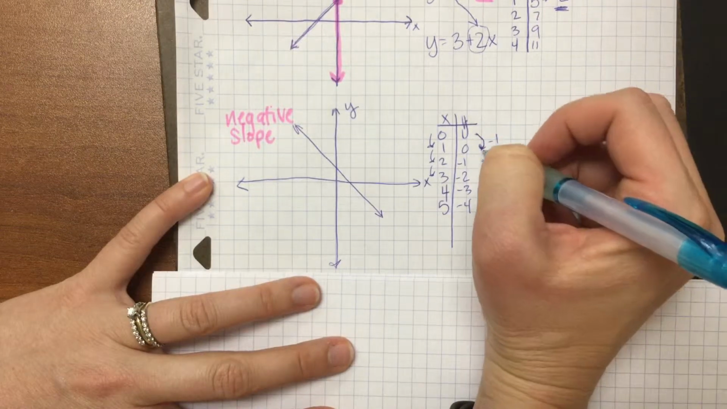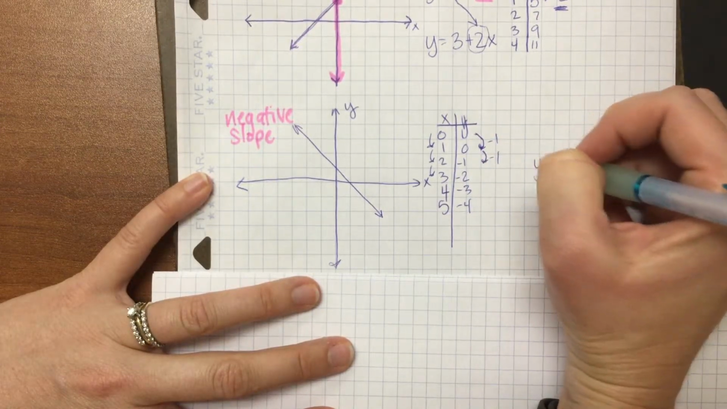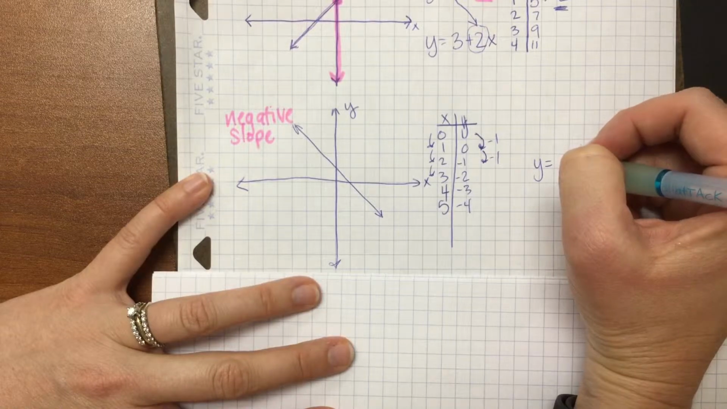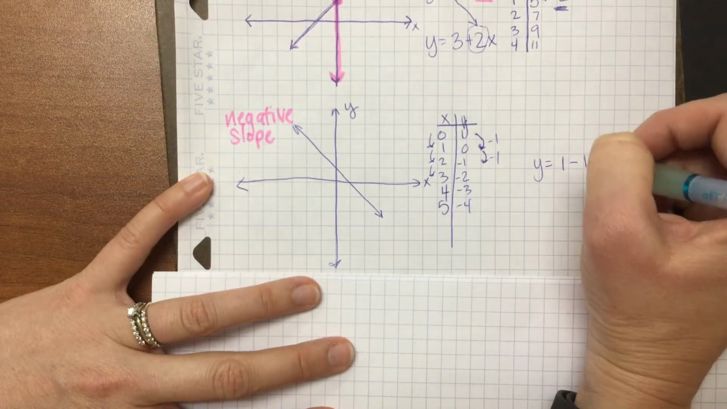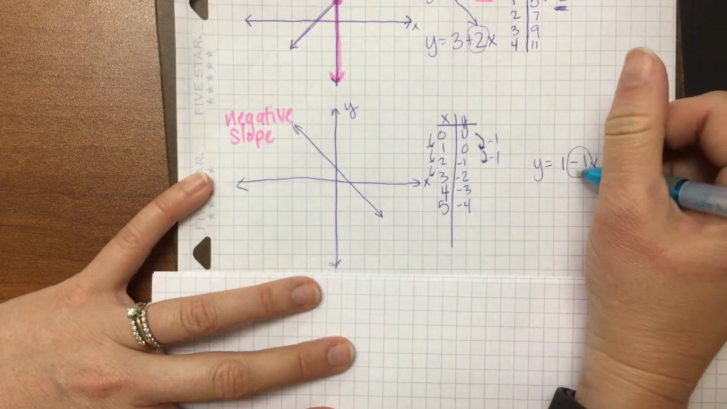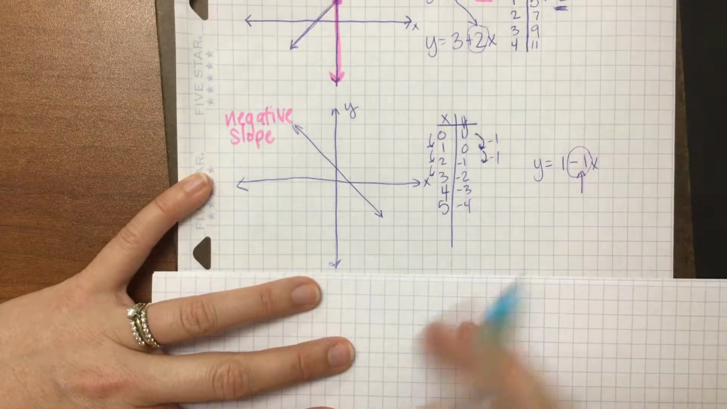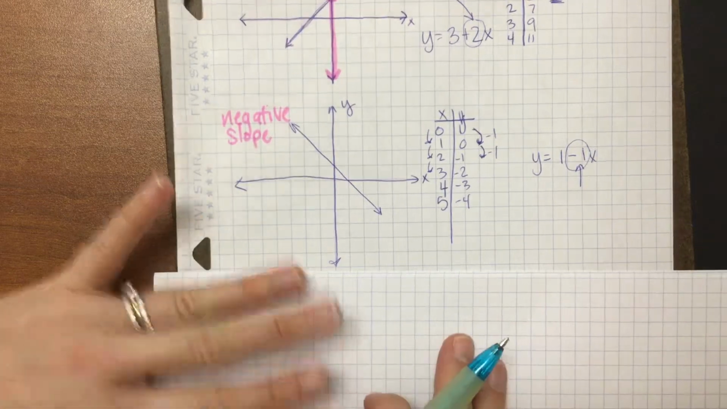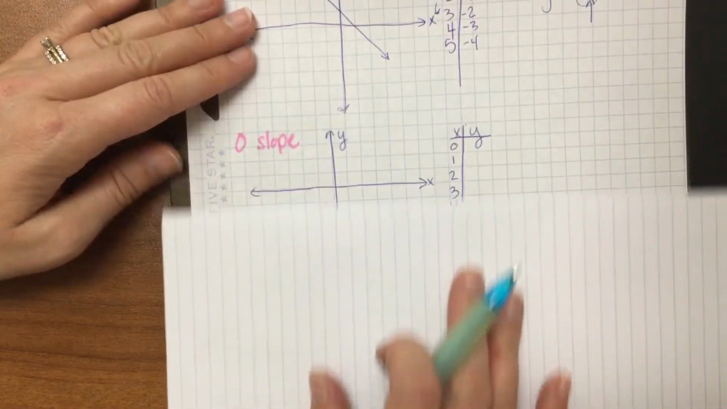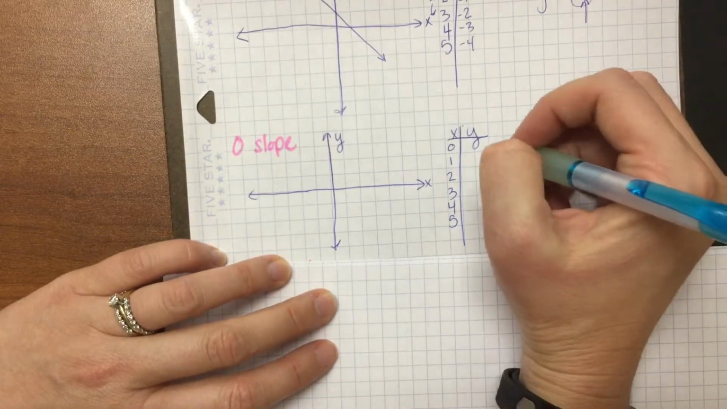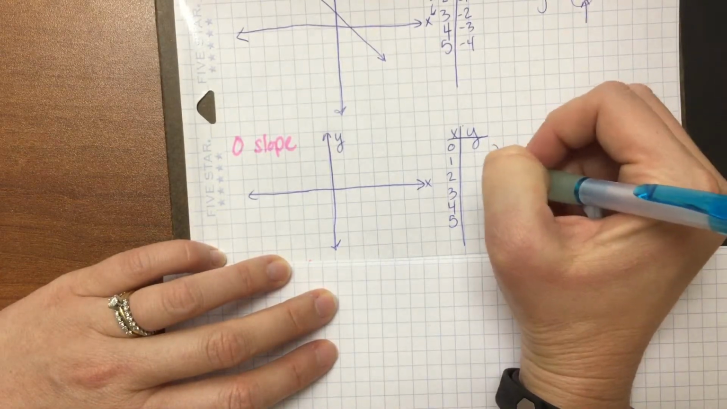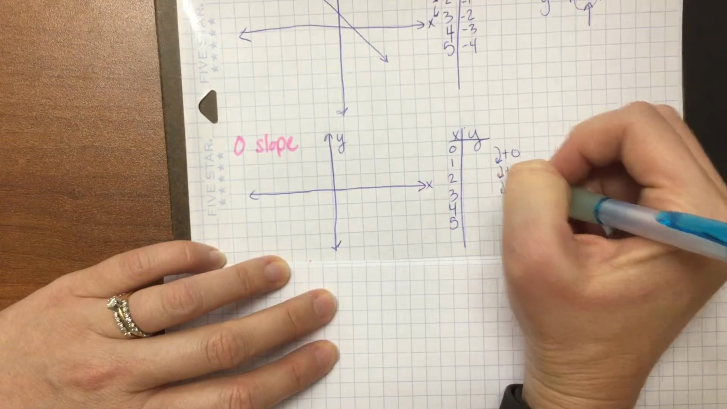The rate of change is decreasing, and you can see that on this particular equation, y equals 1 minus 1x. In this case, we've got a negative slope because the rate of change is negative here. When we're talking about a zero slope, it means that there is no change from one to the next here.